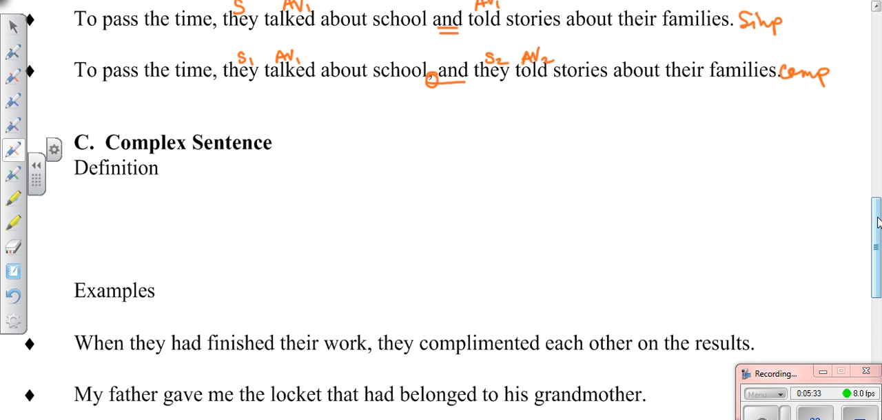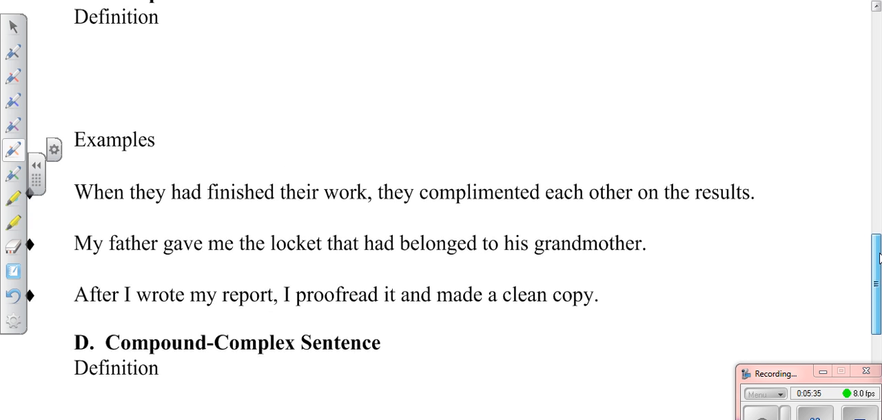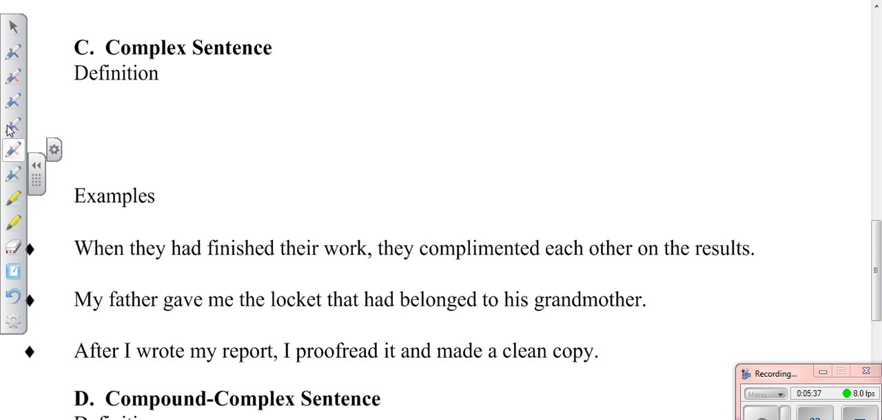Now when I go on to complex sentences, they are going to be just a little more complex. And this is one independent clause plus one or more subordinate clauses.